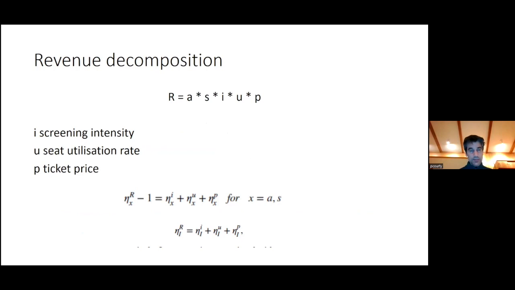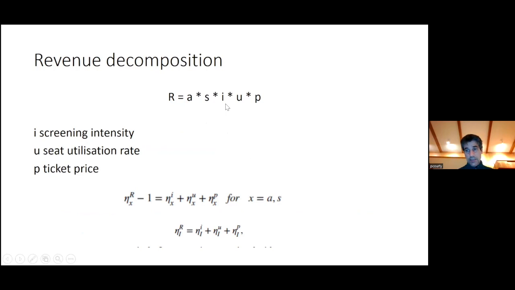Another thing we're gonna do in that paper, we're gonna recognize that the movie revenues is a function of A, S, I, P. So here a little bit more notation. A is an auditorium. S is a capacity per auditorium, so that's total capacity of the theaters. And I is gonna be the screening intensity.